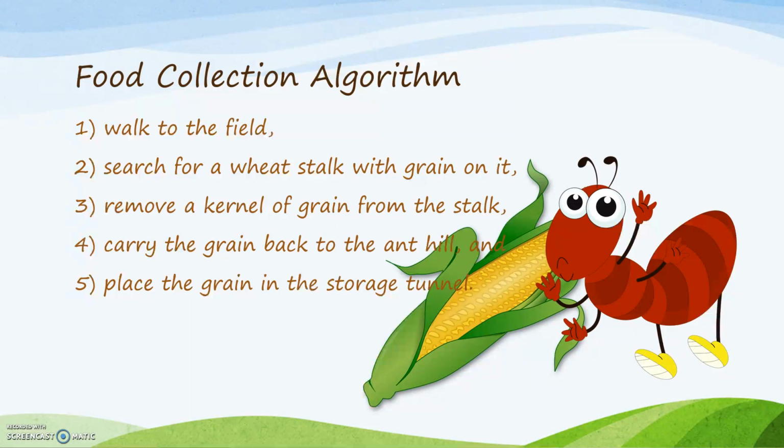1. Walk to the field. 2. Search for a wheat stalk with grain on it. 3. Remove a kernel of grain from the stalk. 4. Carry the grain back to the anthill. And 5. Place the grain in the storage tunnel. I follow those exact steps to collect a giant pile of grain."